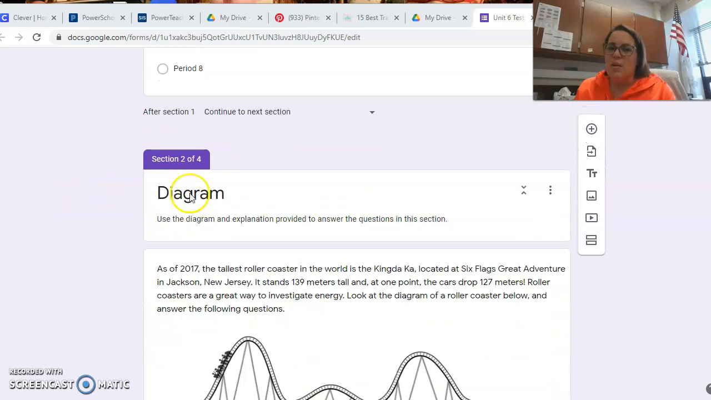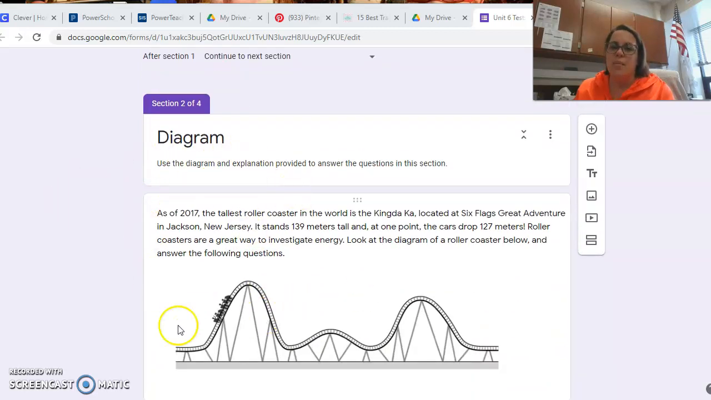Make sure yours says diagram up here at the top, and you are going to use the diagram and the little story here to answer the questions in this section. So let's read about our roller coaster. It says, as of 2017, the tallest roller coaster in the world is the Kingda Ka, located at Six Flags Great Adventure in Jackson, New Jersey. It stands 139 meters tall, and at one point, the car dropped 127 meters. Roller coasters are a great way to investigate energy. Look at the diagram of the roller coaster below and answer the following question.